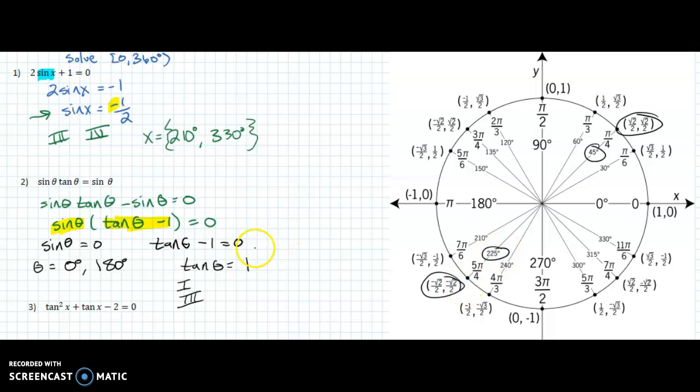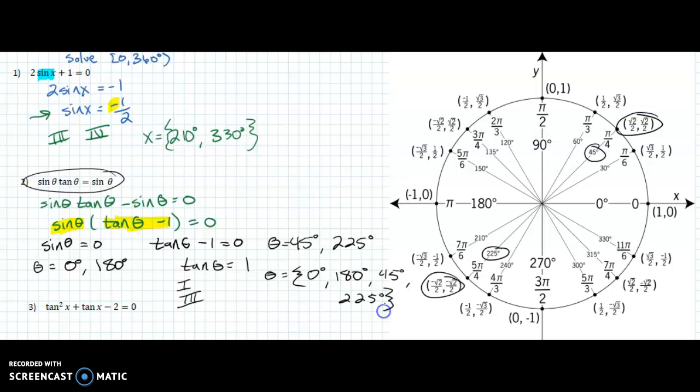So theta from the tangent piece is 45 degrees and 225 degrees. And so this makes the solutions to this original equation here all four of these values. So we have 0 works, 180, 45, I should have put those in order, and then 225 are all solutions to the equation.